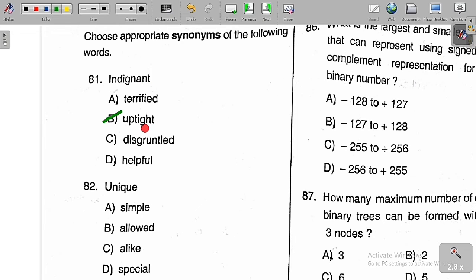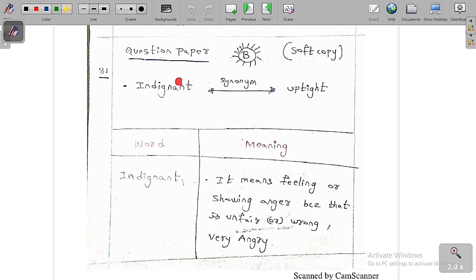So now we'll discuss something more about this one. For indignant, the synonym is uptight. Now we will see each and every word, and we are going to study the corresponding meaning also. Indignant means feeling or showing anger because something is unfair or wrong, or being very angry. So simply we can say indignant means you are showing very much anger because something wrong or unfair has happened to you. So that is the reason you are very angry. That is called indignant.